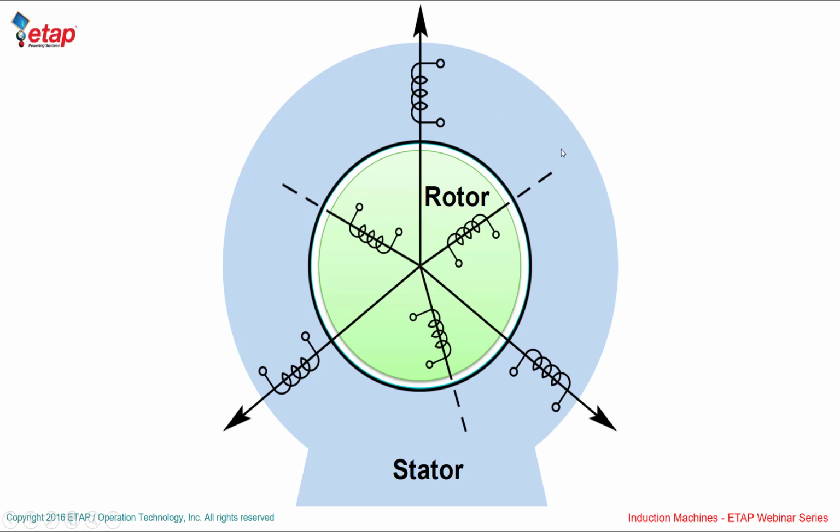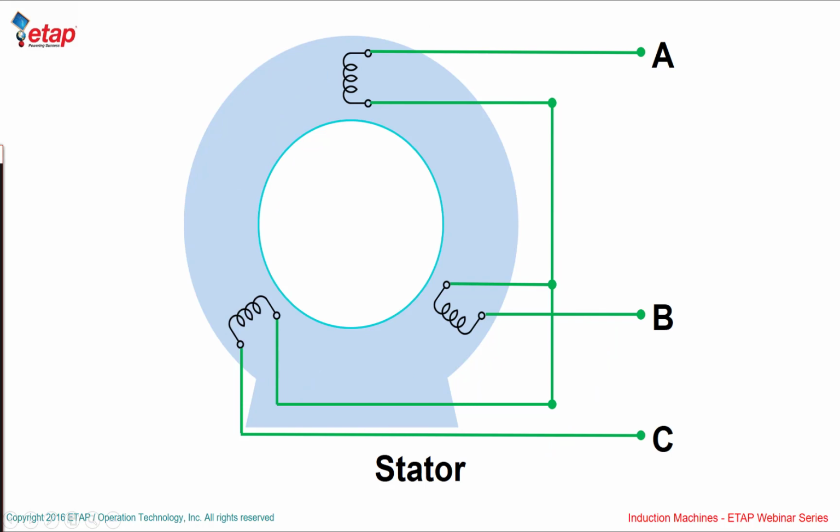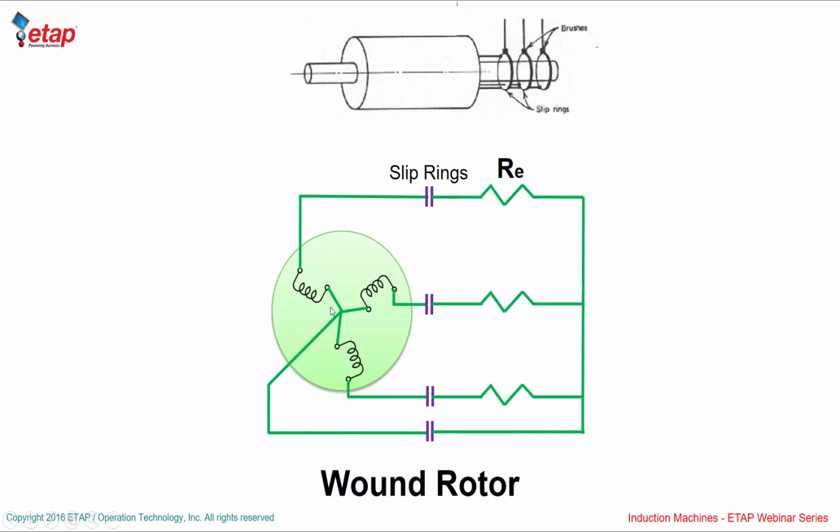An induction motor consists of a rotor and a stator. Both of them have three windings placed in stator and rotor. On the stator side, we apply three-phase voltage to the stator. And on the rotor side, we take the rotor winding connected in either Y connection or delta connection. We can bring the terminals of the windings outside the motor through slip rings and connect an external resistance or reactance for different purposes, for different applications.